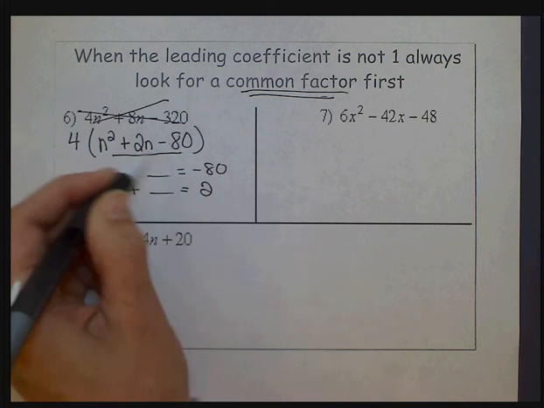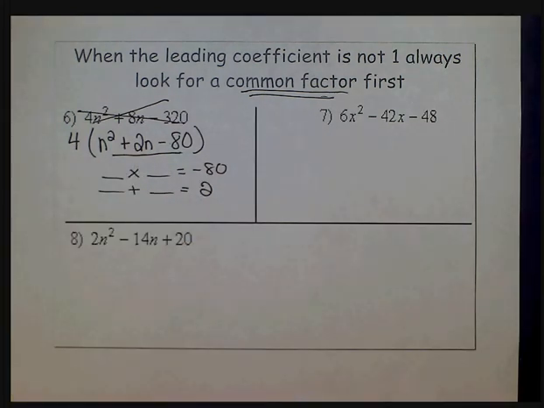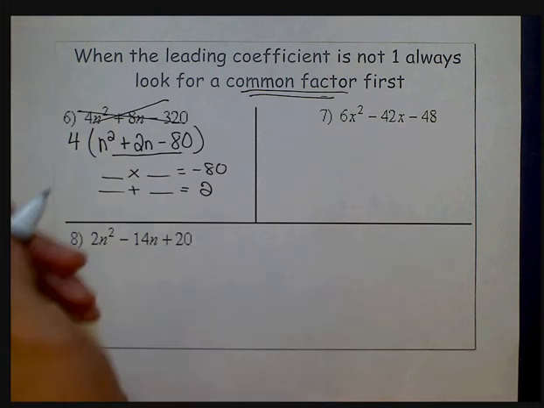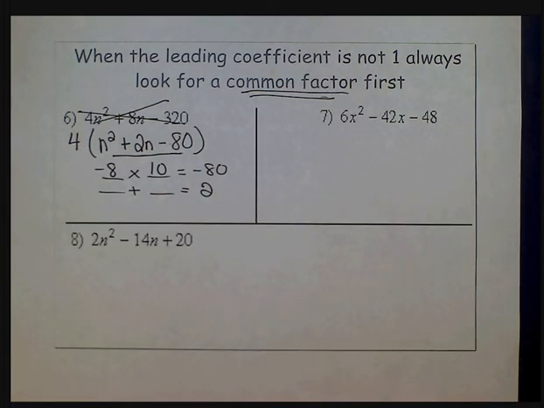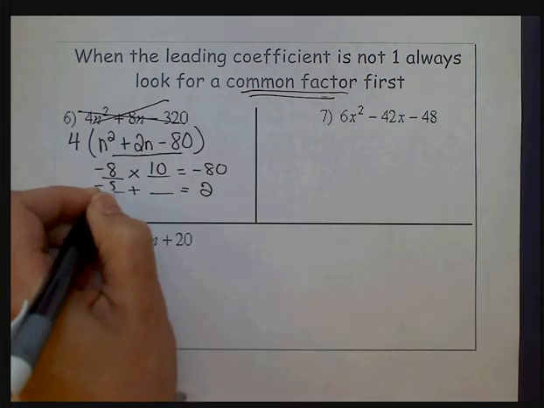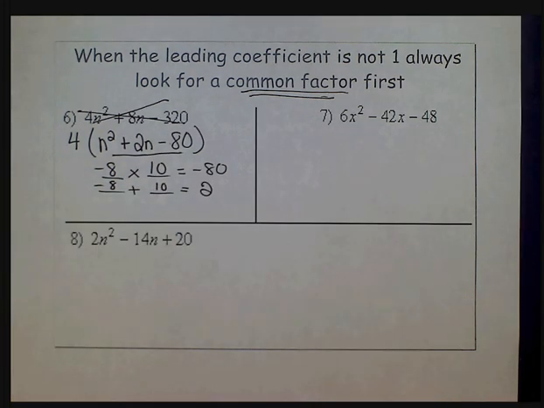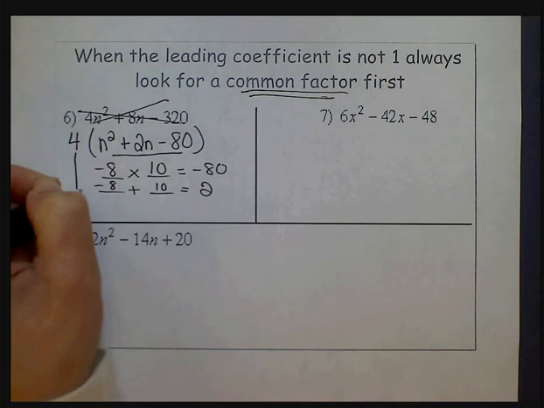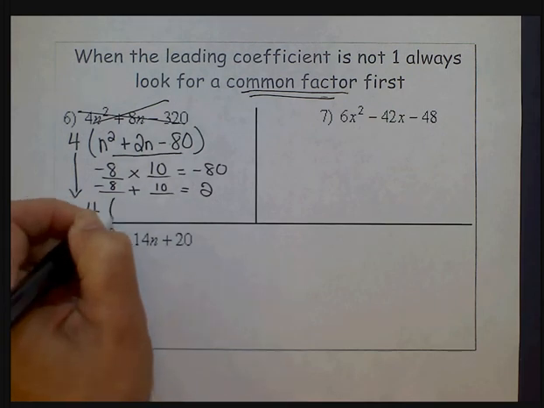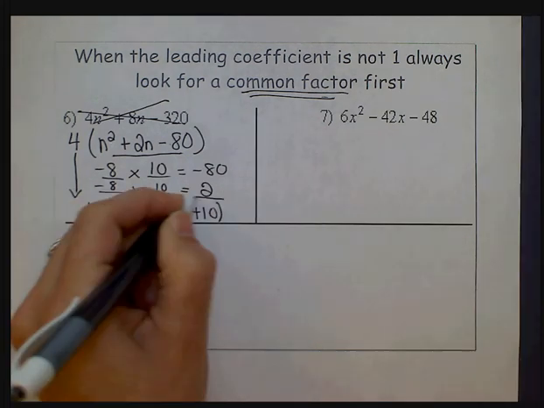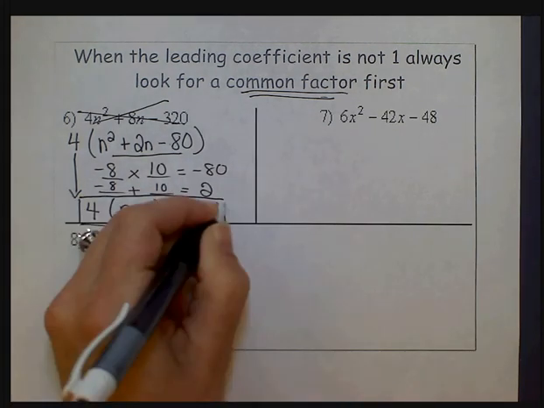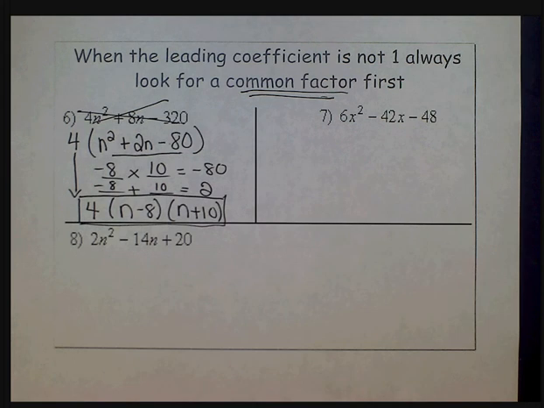Negative 80 coming from here, 2 coming from here. So when I think of all the ways that I can make negative 80, I come across negative 8 and 10. Negative 8 times 10 is negative 80, and negative 8 plus 10 is a positive 2. So my answer becomes I have to bring this 4 down that I pulled out. 4 times n minus 8 times n plus 10 as my final answer. All right, so we're putting the two things together. Factor out the common factor and then factor the trinomial.